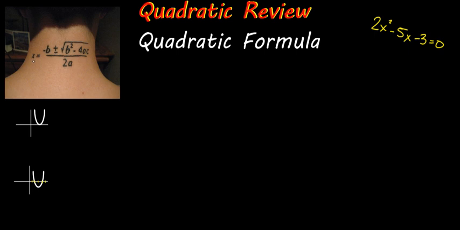Now, we do have the quadratic formula. X equals opposite of b plus or minus the square root of b squared minus 4ac over 2a. Now, there are different pieces of this formula that you're going to need to be aware of. First of all is that piece right on the inside. That's called the discriminant.